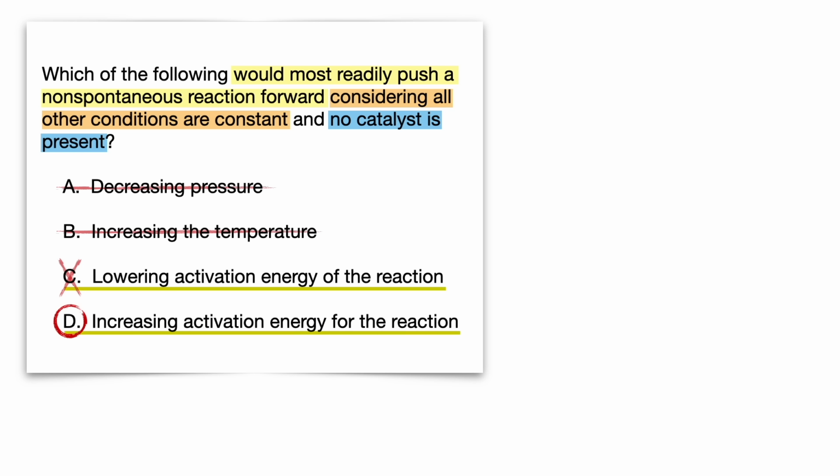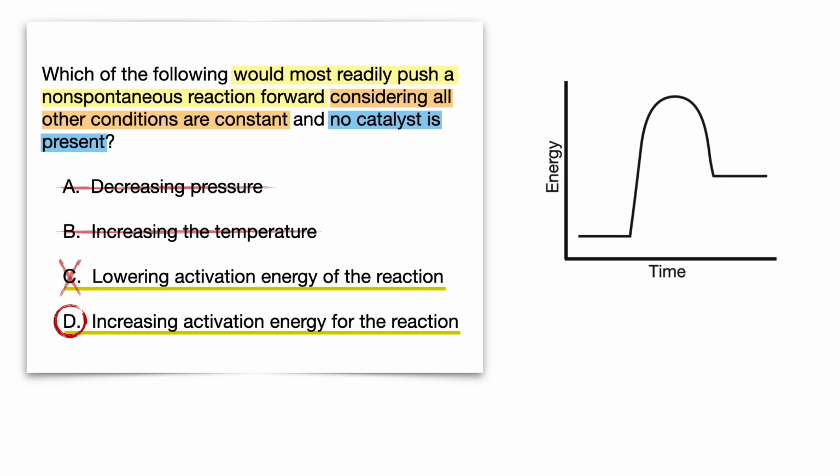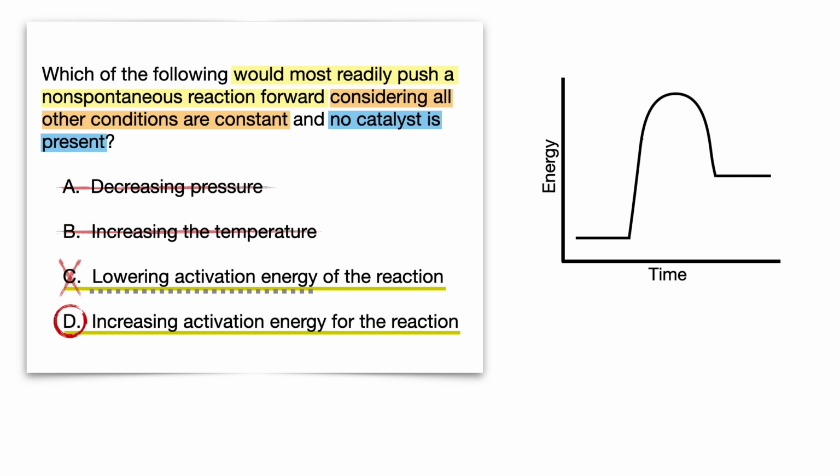I know C immediately sounds like the correct answer, and maybe what you chose because you envisioned a reaction profile, and lowering the activation energy would indeed help it proceed forward. But this lower activation energy is only accomplished with a catalyst, and C cannot be the correct answer because the question says no catalyst present.